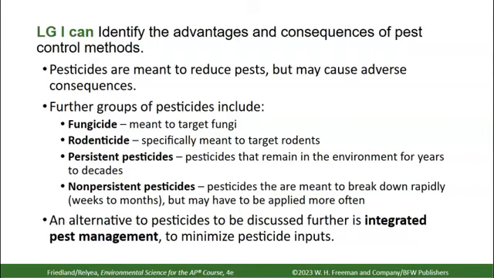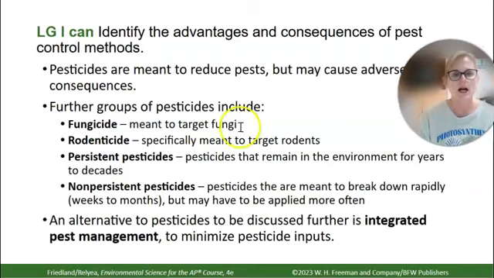Okay, let's go on to pests. All right, so pesticides are meant to reduce pests, and you can have some consequences, so let's go through these things. We have 4 categories of pesticides: fungicide for fungus, rodenticide to kill rodents, and then there's also insecticide for insects, but we wrote this in our notes as well, and herbicides for weeds. Persistent pesticides stay in the environment for decades, and then non-persistent pesticides do not. And then an alternate is integrated pest management, which we'll go into a lot more later in the unit.